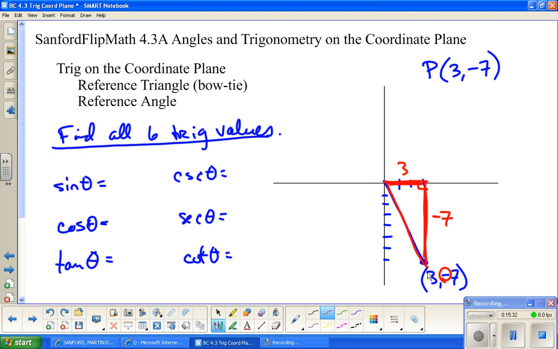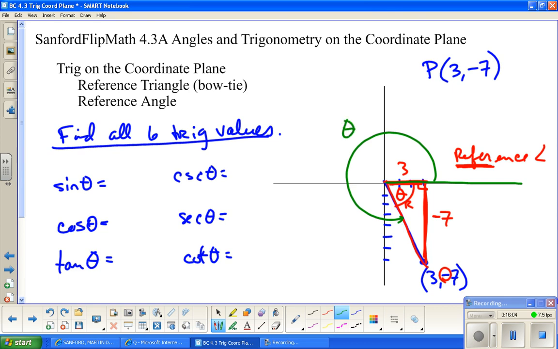Now, the reference angle, the one with which we refer, careful of where your emphasis is, the reference angle is the one that's made with the x-axis. There it is. Technically, the actual angle that we're talking about starts at the x-axis and rotates all the way around here. So that's the real theta. But the one that we're going to work from is inside the triangle, made with the x-axis.